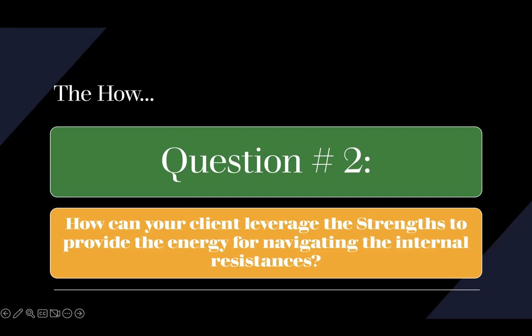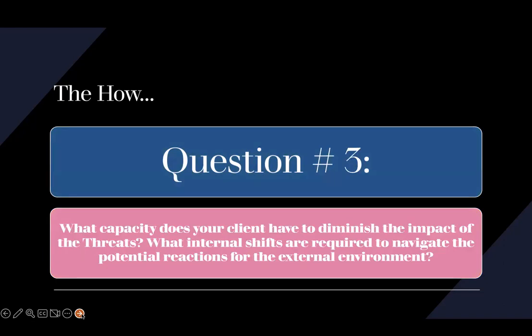All right. Now let's go to question 3. In question 3, if you haven't seen, it's really this looking at the internal or external resistance, and then look at the internal or external strength. So that question 4 will cover that piece. So what capacity does your client have to diminish the impact of the threats? What capacity? This is that level of influence. And sometimes anxiety is invoked in this space because a person does not know how much they can control that external environment.